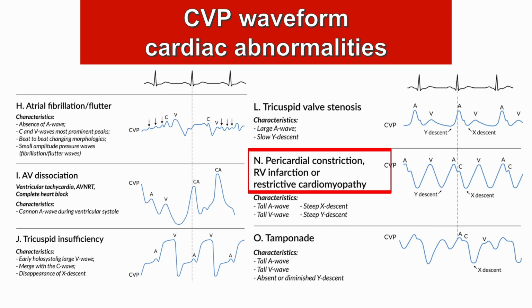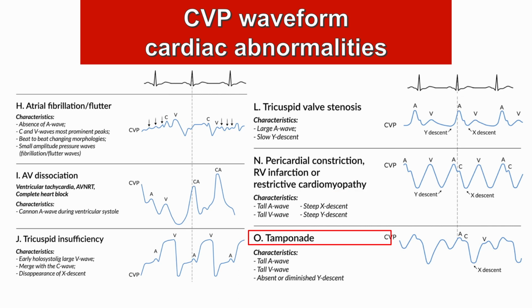The next abnormality is a group: pericardial constriction, right ventricular infarction, or a restrictive cardiomyopathy. And these have very distinct tall A waves as well as tall V waves. In other words, more pressure in the atrium due to all of those conditions. It's going to give you more pressure during atrial contraction as well as more pressure during atrial relaxation because it's not going to be able to flow into the ventricle as well as it should because of all these constrictive reasons.